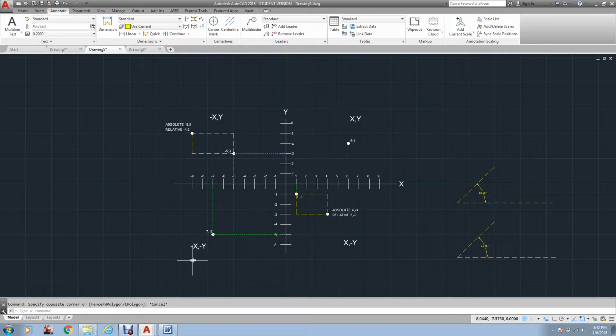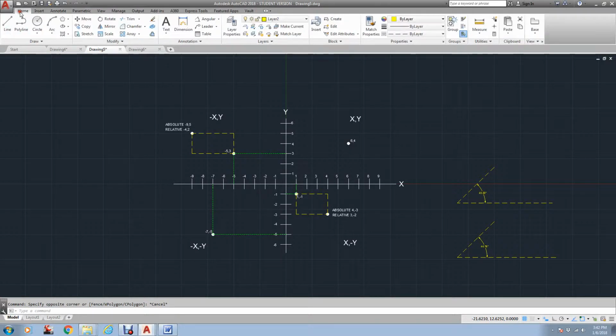Okay, so if I was to start a line command, I'm going to type in down here at the bottom 0 comma 0, and you notice, see, it's starting at the 0 comma 0, and I'm going to go 5 comma 5. Okay, so it went up, here's 5 going this way and 5 going that way.